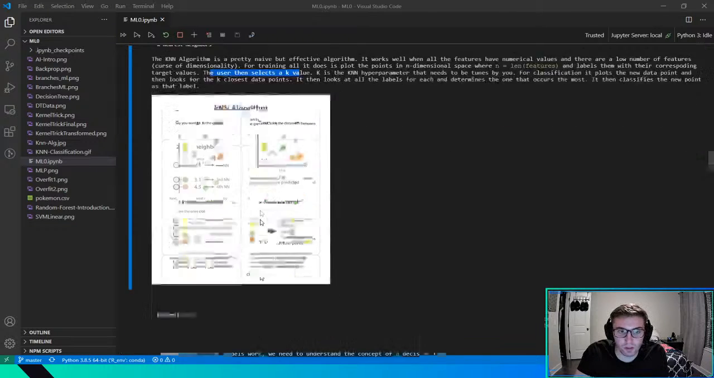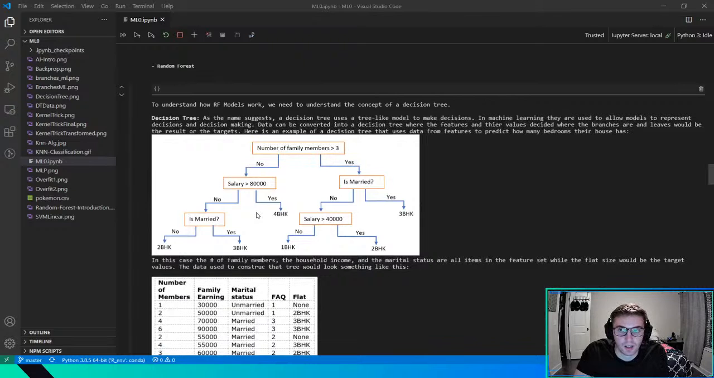Okay, so we'll move on to the next one. Random forest is our next type of machine learning algorithm, but first we have to understand decision trees. Decision trees, as the name suggests, use a tree-like model to make decisions. In machine learning, they allow models to represent decisions and decision making.